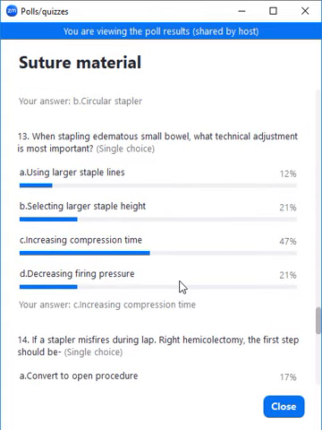Question 13. When stapling edematous small bowel, what technical adjustment is most important? Option A, using larger staple lines. Option B, selecting larger staple height. Option C, increasing compression time. And option D, decreasing firing pressure. Correct answer is option C, increasing compression time. 47% students answered correctly.